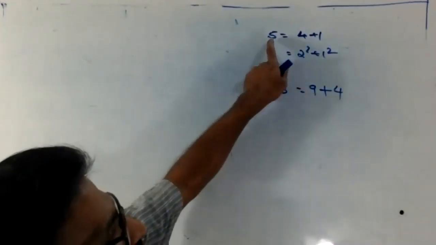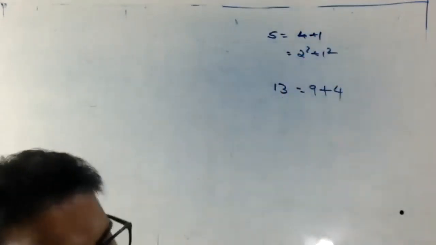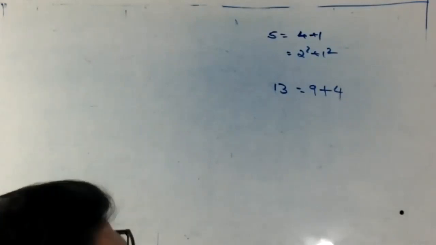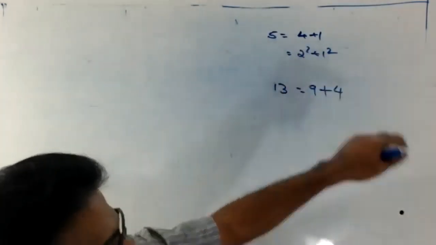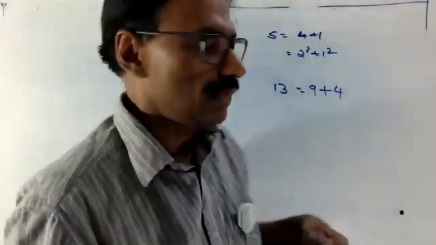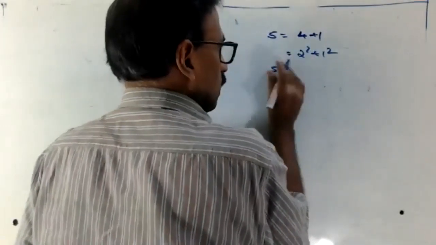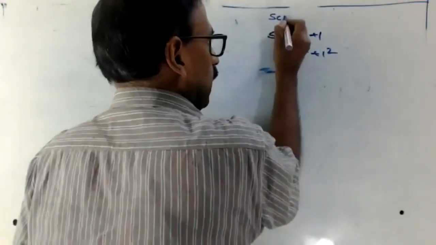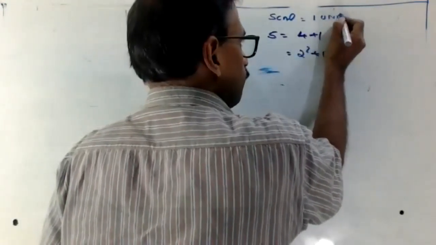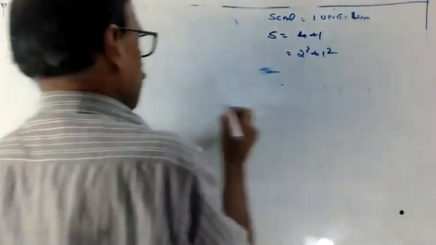Okay. So root 5, we make it 4 plus 1. We cannot make it 3 plus 2 because 3 and 2 are not perfect squares. So 4 plus 1, 2 square plus 1 square, like that. Now look, you make the scale same. You can add scale on top: 1 unit equal to 1 centimeter, 1 inch. It's up to you.